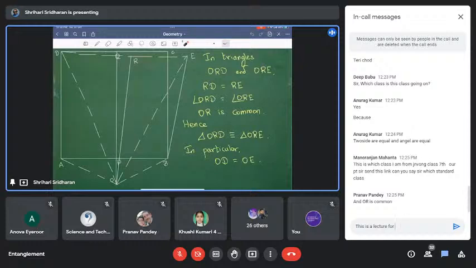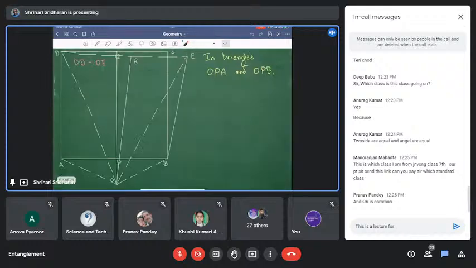Now, I don't have much space over here to write this. I'm interested in this equality, and so I'll write this within the picture itself. OD is equal to OE. And I'll consider the triangles OPA and OPB. OPA and OPB. These two triangles.